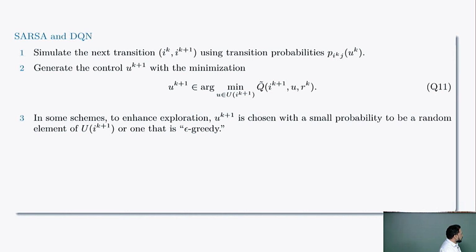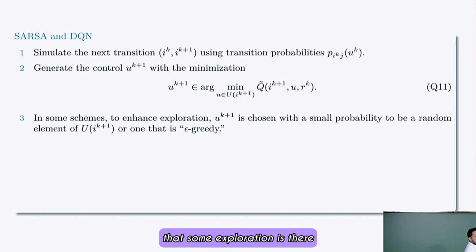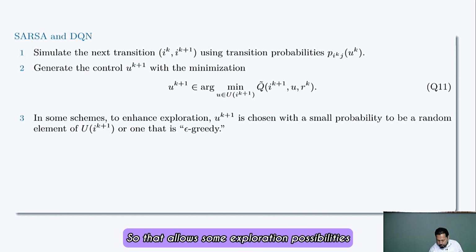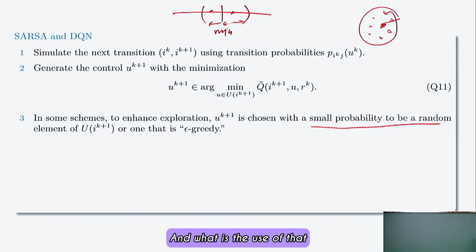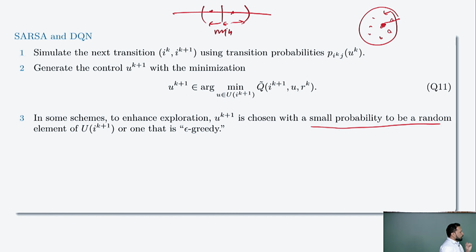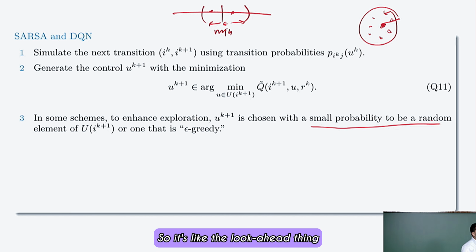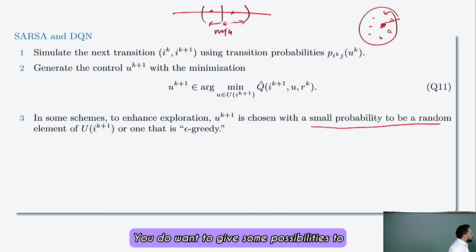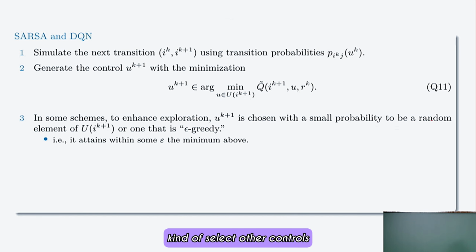To ensure that some exploration is there, you may not want to always pick the absolute minimum. That allows some exploration possibilities. And what is the use of that? When you are in a training mode, you are exploring basically. It's like the look ahead thing that we did previously in the finite horizon case. You do want to give some possibilities to select other controls.